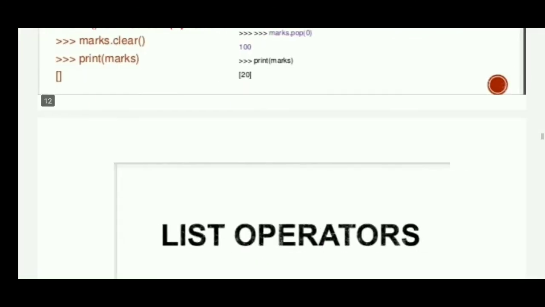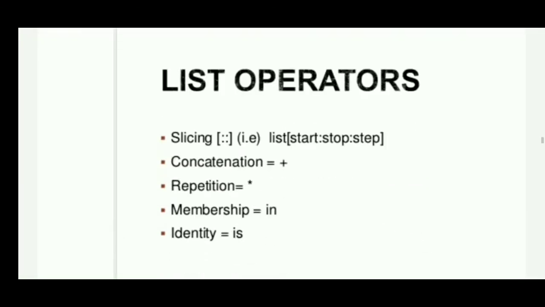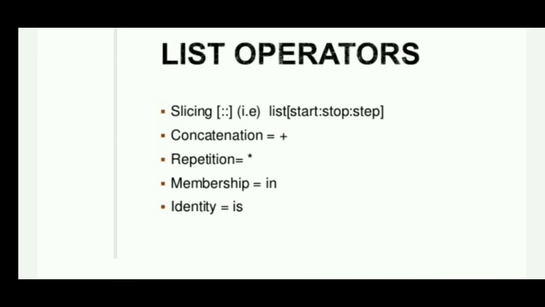Next one, which are the list operators. First one is slicing, with colon and double colon. It contains start, stop and step. Concatenation, which is the plus operator, will concatenate or add two lists. The elements of the second list are added at the end of the first list's elements. Then repetition means multiplication. Membership, for that in is used, and identity, there is is.